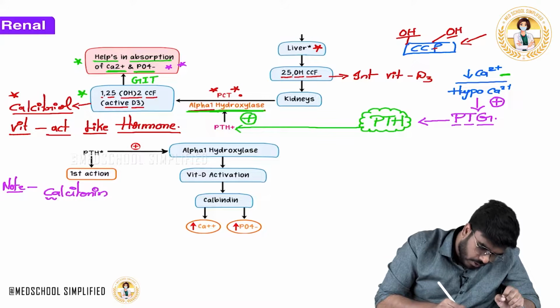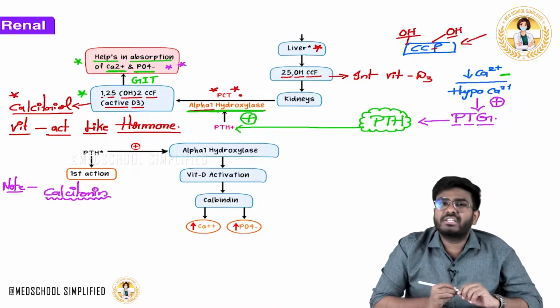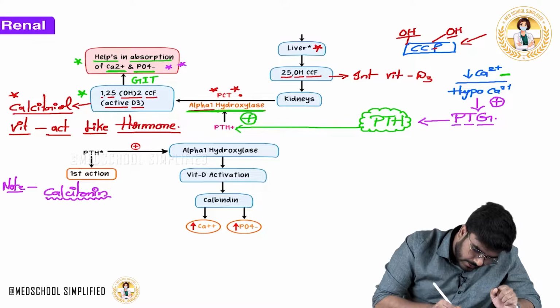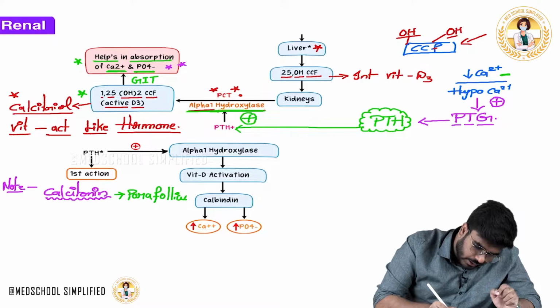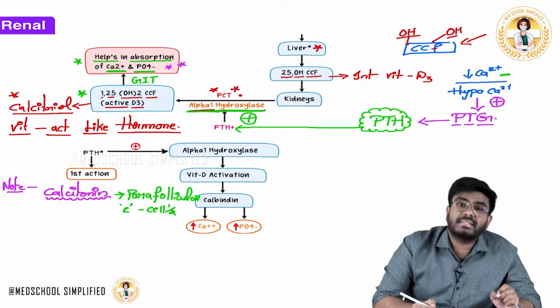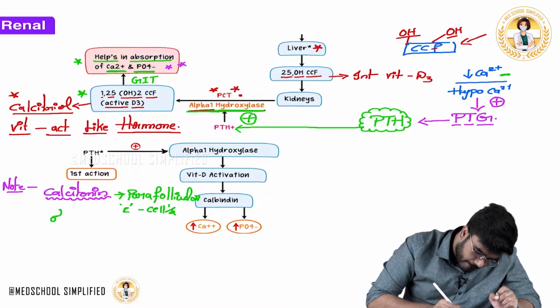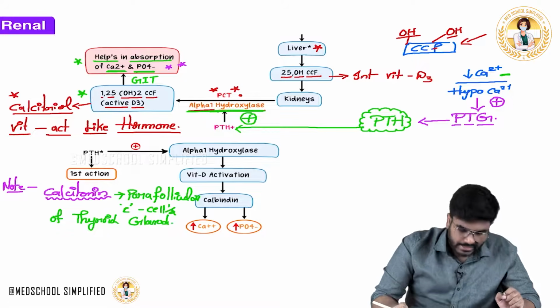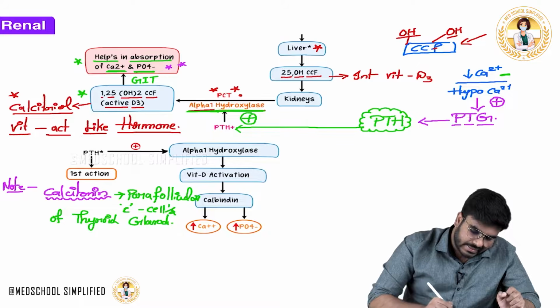Okay, so now what exactly is calcitonin? Calcitriol, calcitonin, everything looks the same, right? So what exactly is this calcitonin? See, calcitonin is a hormone which is produced from the parafollicular, not parathyroid, parafollicular C cells of the thyroid gland.